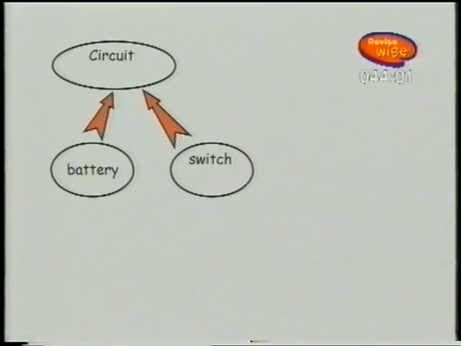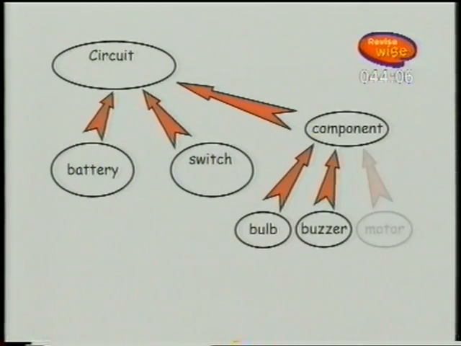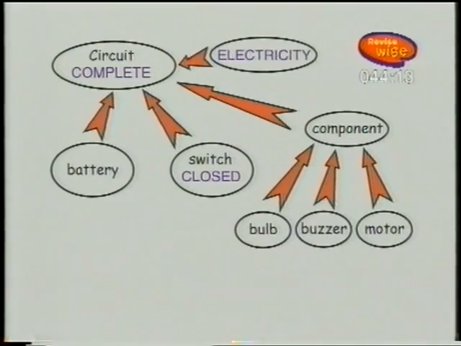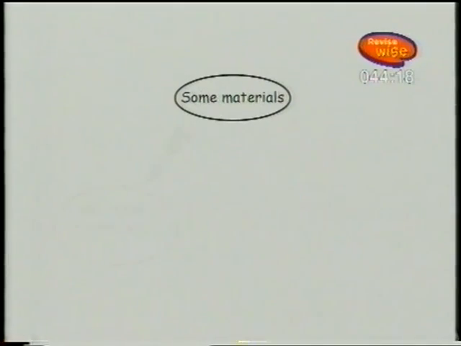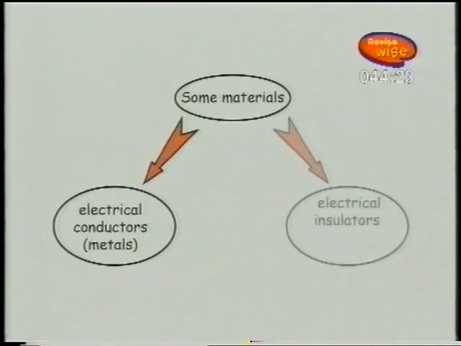Now it's time for us to fill the memory bank and link together the key things we need to remember. A circuit usually has a battery, a switch, and a component that does something, such as a bulb, a buzzer, or a motor. A circuit is complete when the switch is closed. Electricity travels through a complete circuit. Some materials are conductors of electricity, like metals. Others are electrical insulators, like plastic or wood.